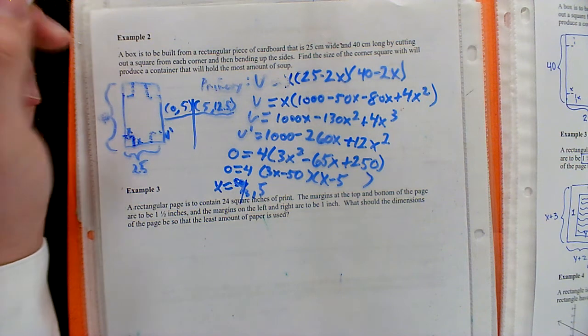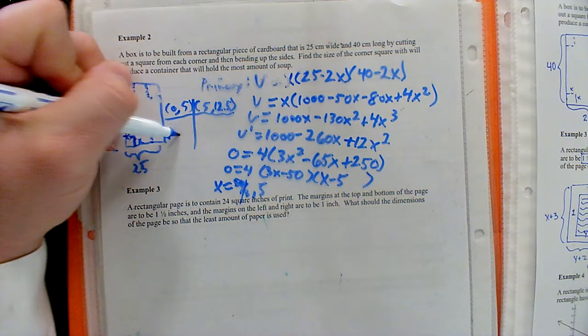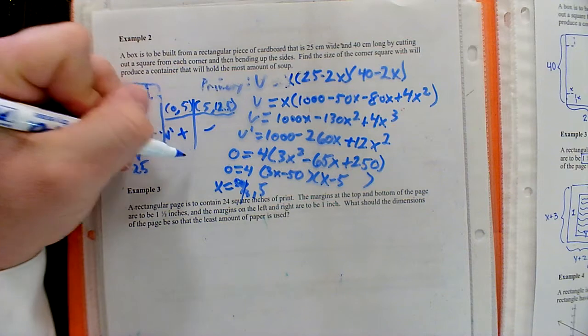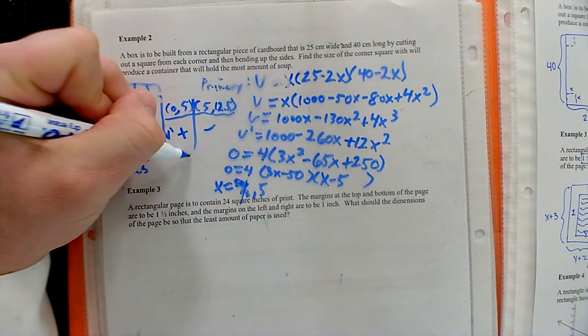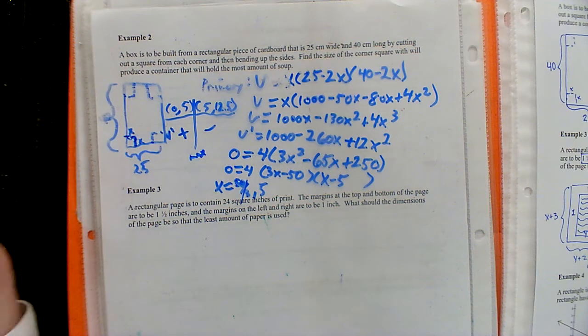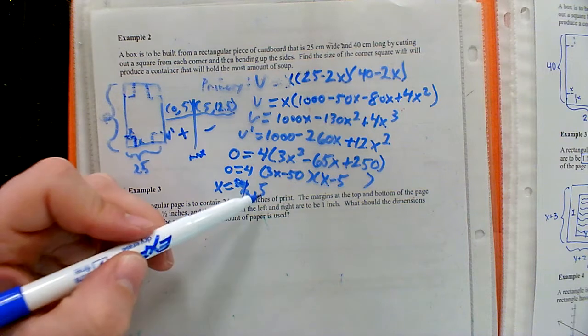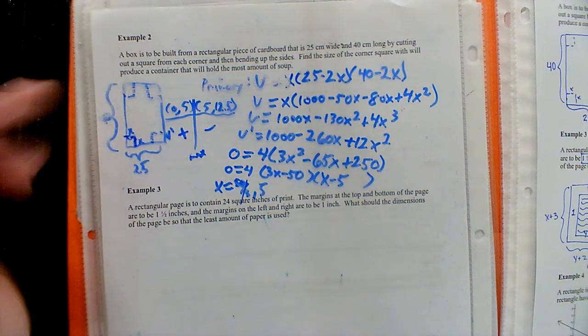And Dan, you already have that for us? Yes. Okay, what do you have? 5 is a maximum because it would be positive on the left, negative on the right. Okay, positive on the left, negative on the right. So we know that's going to be a max. So we know this value will maximize our volume.